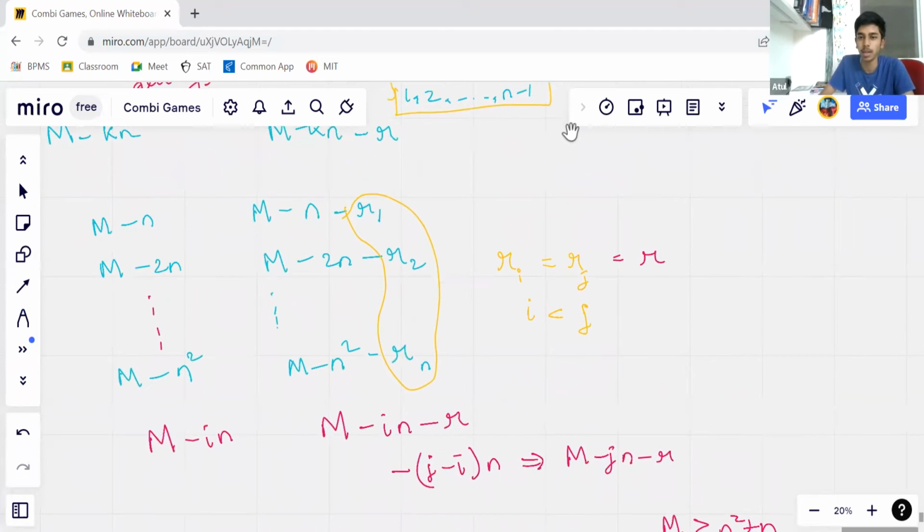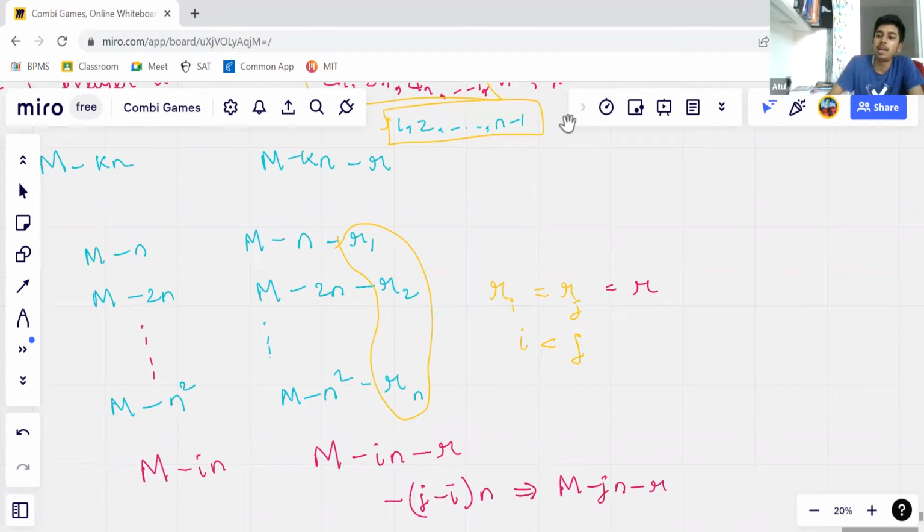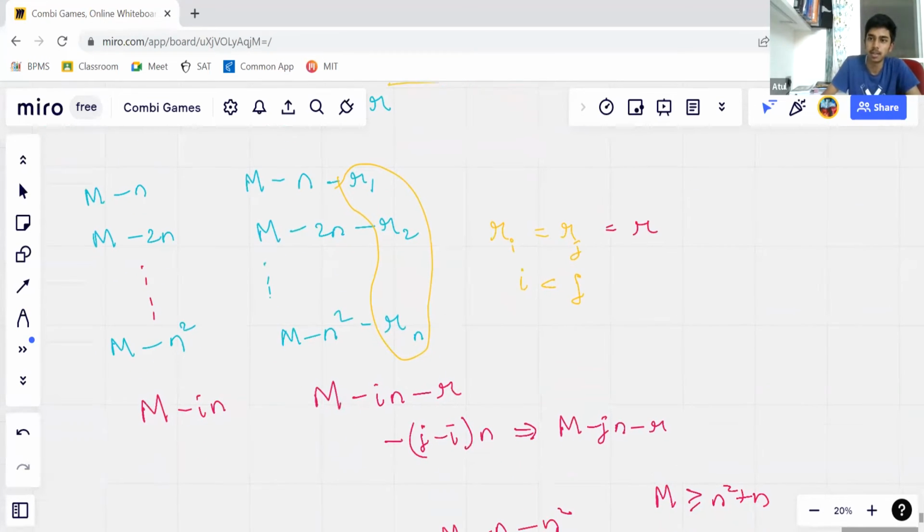Right, so any response that player B has to be a number between 1 and n minus 1. So for each value from n up to n squared, you have n responses, R1 till Rn. But because you only have 1 till n minus 1, by pigeonhole, some two of these must be the same. Suppose Ri equals Rj equals R, and without loss of generality, assume i is less than j.